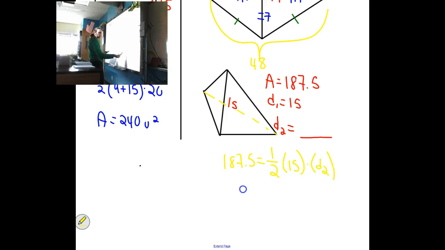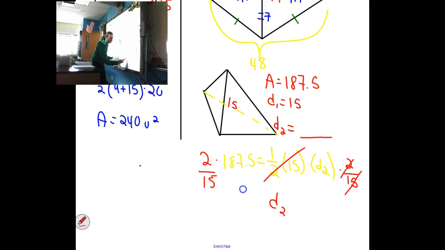So really, what I need to do is multiply both sides by 2 and divide by 15. Multiply by 2, divide by 15, and that will cancel those out. And I'll put them over here. So I've got 187.5 times 2 divided by 15. And I get diagonal 2 equals 25.